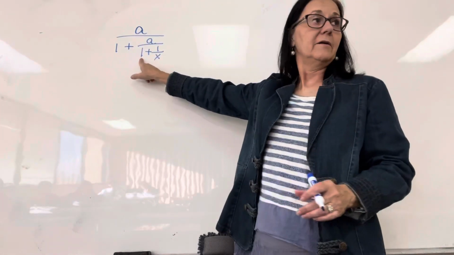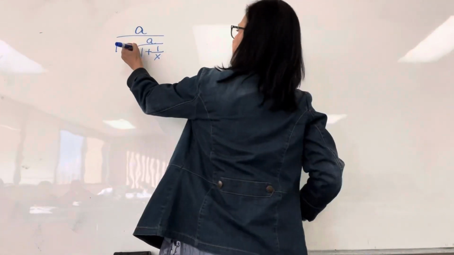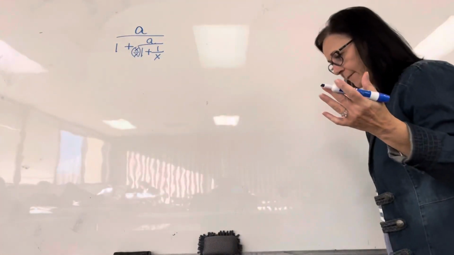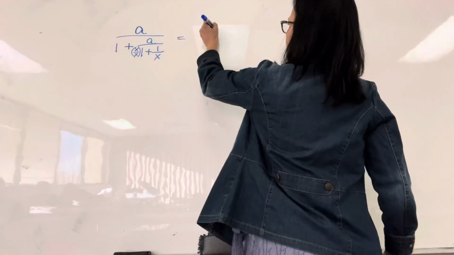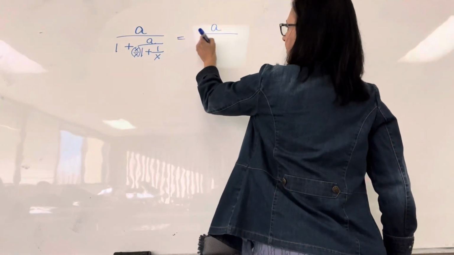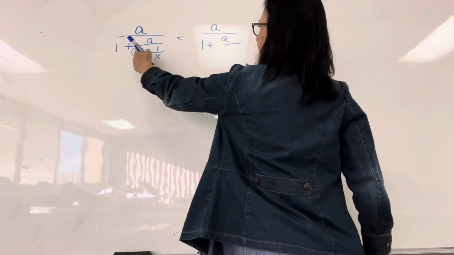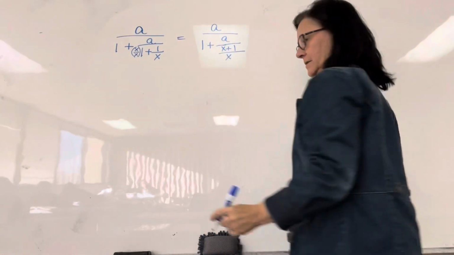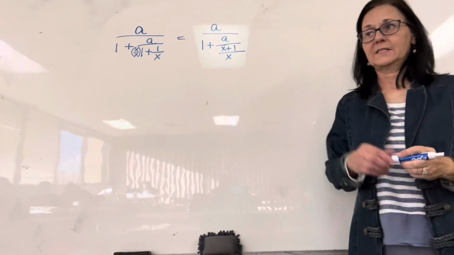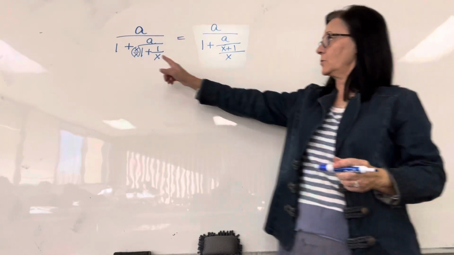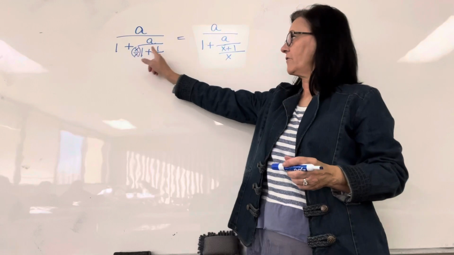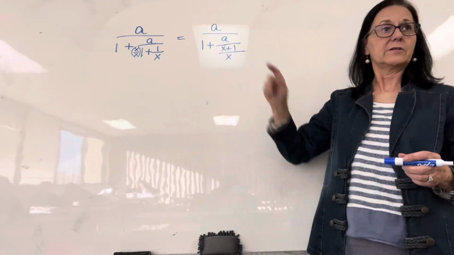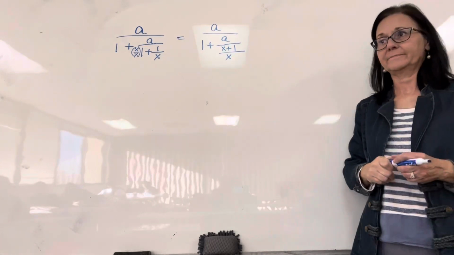All right, so I'm going to first make a common denominator. This 1 needs an X over an X multiplied, because all I can do is multiply by what's effectively 1. So I end up with A over 1 plus A over, it's X plus 1 in the denominator over X. See how I got that? I just multiplied, this is X over X plus 1 over X. Common denominator, write the numerators over that one common denominator.